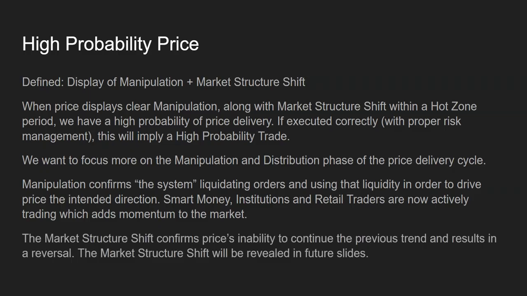So the market structure shift confirms price's inability to continue the previous trend and results in a reversal. So that shift that occurs, that's pretty much what it shows. The market structure shift will be revealed in future slides. So in the next slide, I want to break down manipulation as well as the market structure shift.